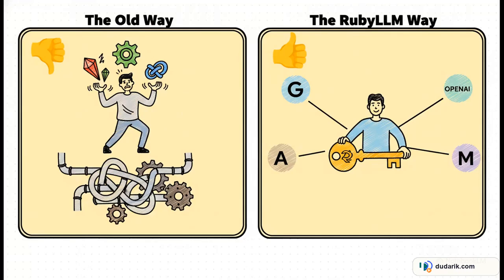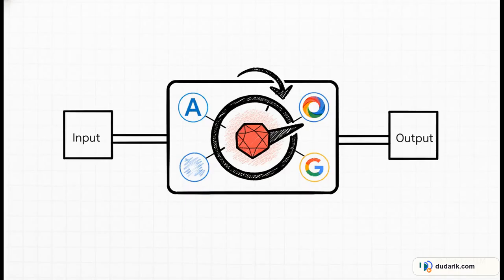Let's just break down the difference here. The old way, the way you're probably used to, means you're juggling a bunch of different gems like Ruby OpenAI and Anthropic RB. Or, even worse, you're trying to build your own abstraction layer. All that time is spent maintaining plumbing instead of building cool features. The RubyLLM way? One place for your API keys, one chat object, and it just works, no matter what backend you point it at.